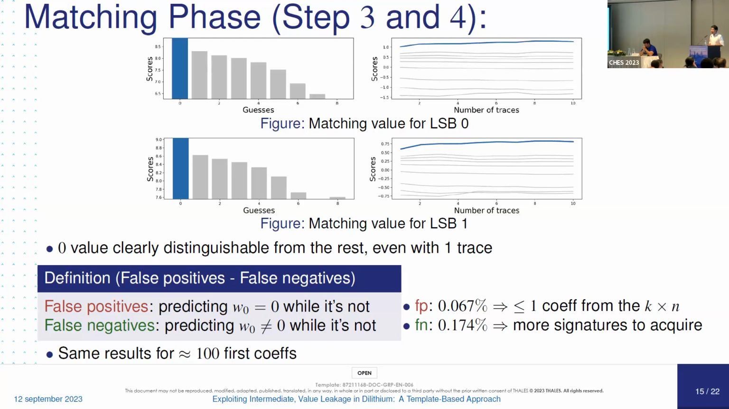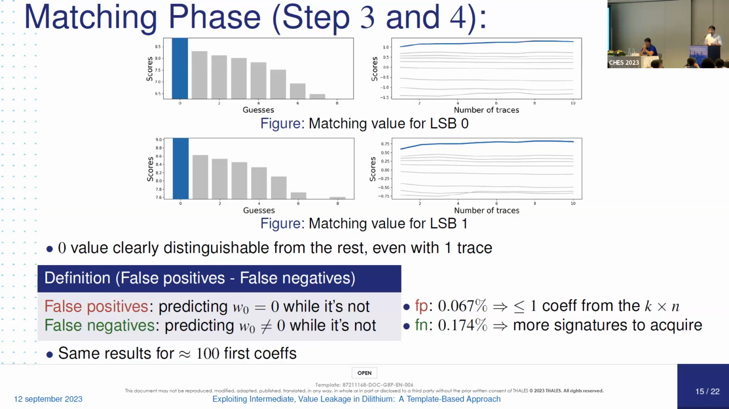We also computed the false negative rate, which is the number of W0 really equal to 0 that we didn't detect. We found that it's a little less than 0.2%, but this will only mean that we will need to acquire more signatures for the attack.